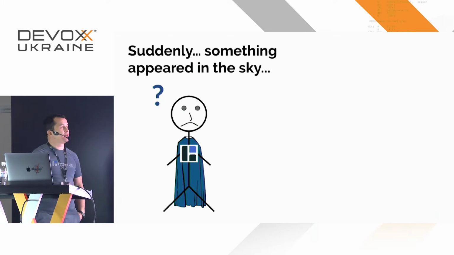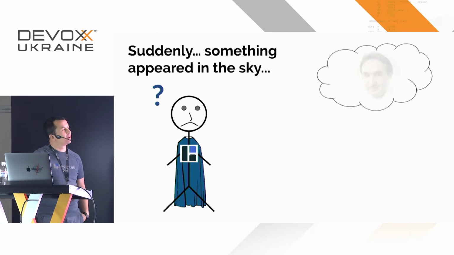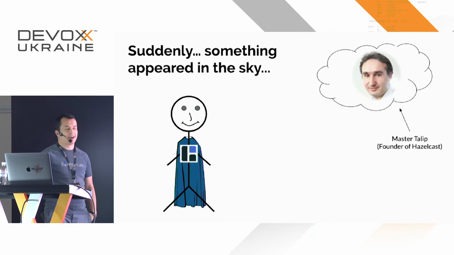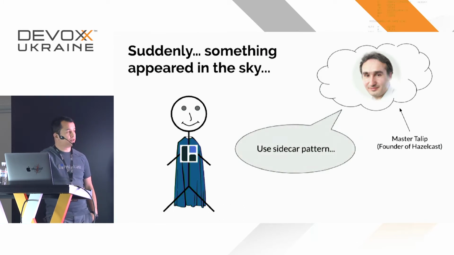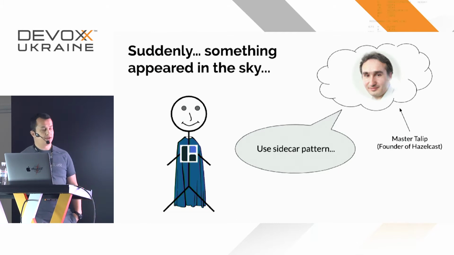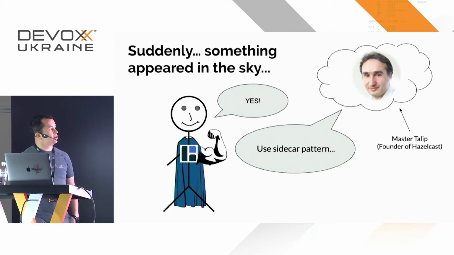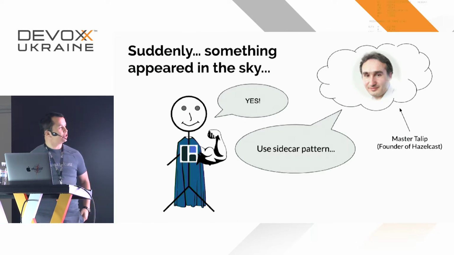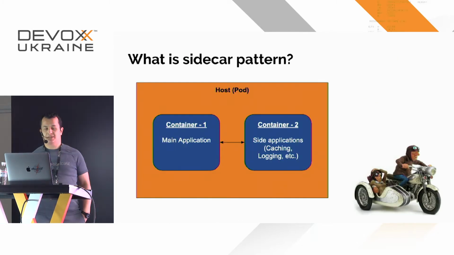Suddenly, something appeared in the sky, a cloud. In this cloud, we see a picture. This is Master Talib. Actually, it's the founder of Hazelcast, and he's the inventor of Hazelcast. And he gave a clue to our superhero: use the sidecar pattern. And our hero says, yes, we found the solution. What's the sidecar pattern?